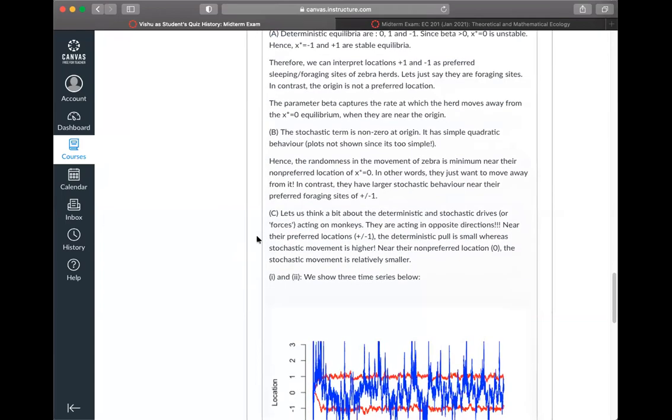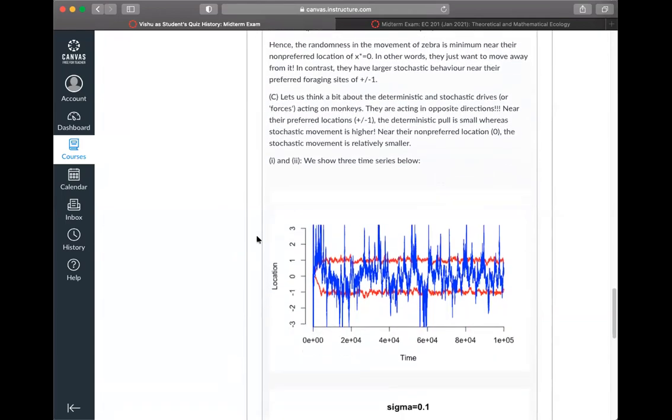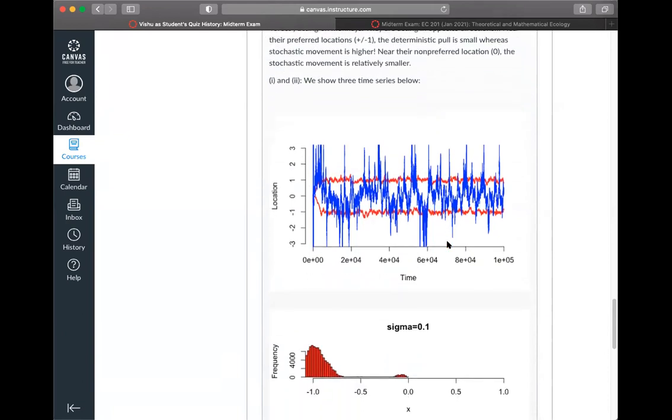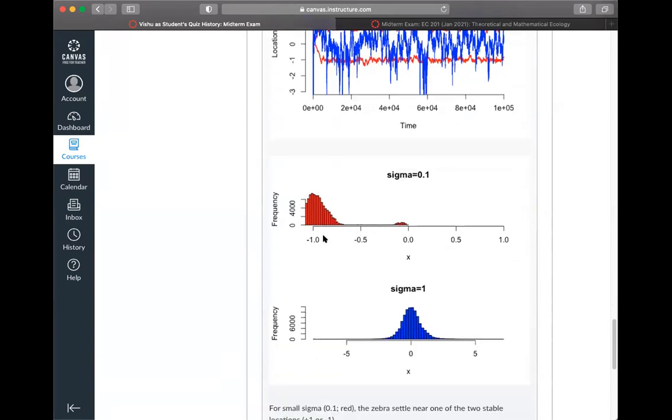So now if you do simulations, you find this. I'm showing you two results here. The red ones are for small sigma. The blue is for large sigma. Again, it looks like there is more stochasticity in the blue compared to red, obviously. But if you actually plot the histograms, you find something very different.